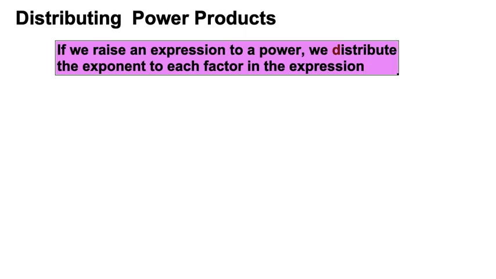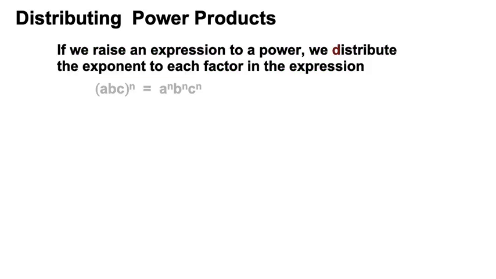Yeah, here we go. We raise an expression to a power. We distribute the exponent to each factor. So, ABC to the n power is a to the n power, b to the n power, c to the n power. Note the parentheses. Okay, let's try it here.